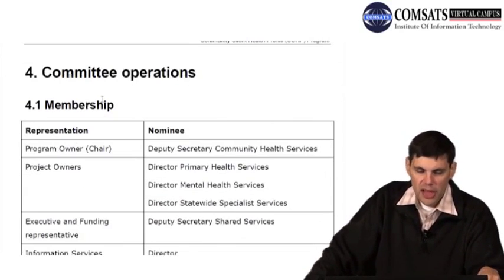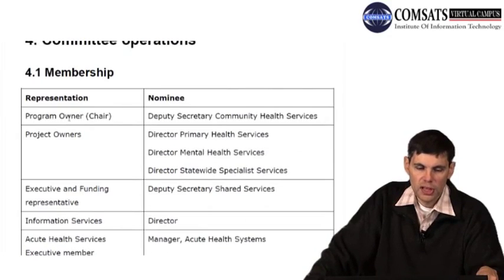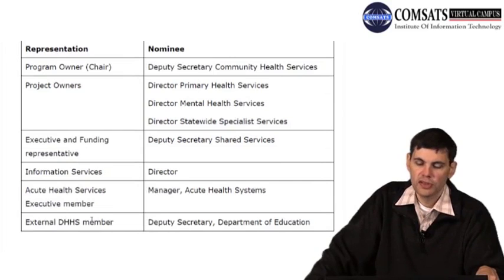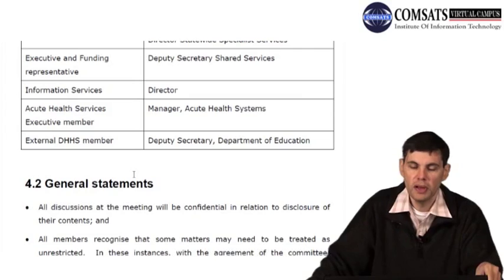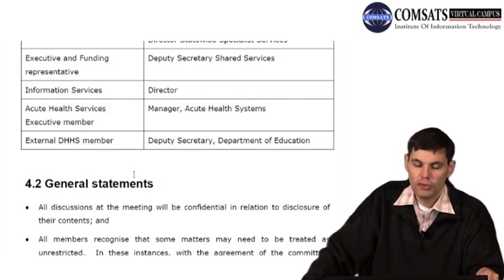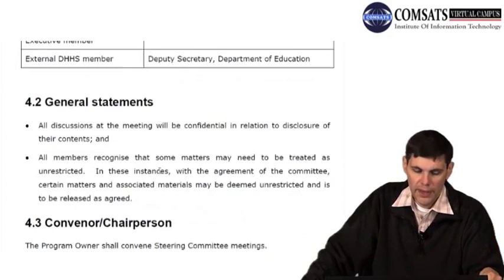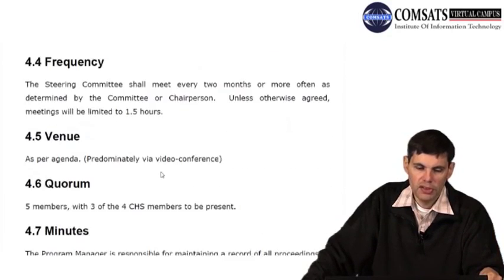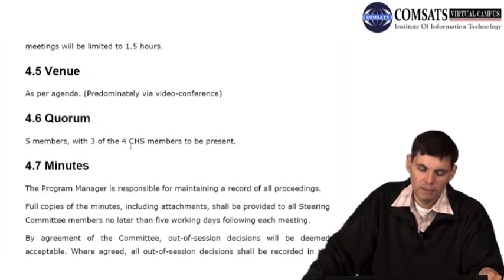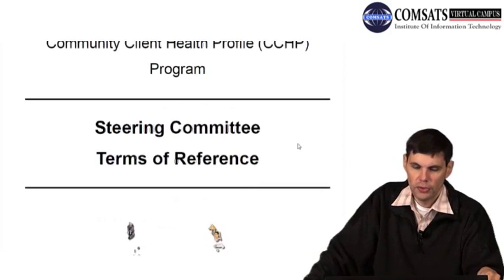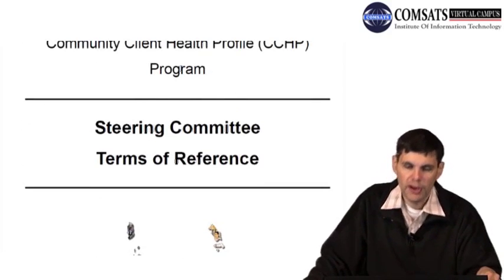And here it gives you in one table the membership of the steering committee. You can see here the program owner is chairing the committee. Then there are other project owners from other departments, an executive and funding representative, information services, an acute health services executive member, and an external member. So you see, it's a collection of different people, not always from one group or one organization, but there can be others from different organizations who are playing a very important, key role on that project. And then it gives other things like frequency of meetings, the venue, the quorum, if 5 members agree, the minutes, the proxies, agenda, and so forth. So in 8 pages here, you have the terms of reference for the steering committee of this particular program, which is over here.